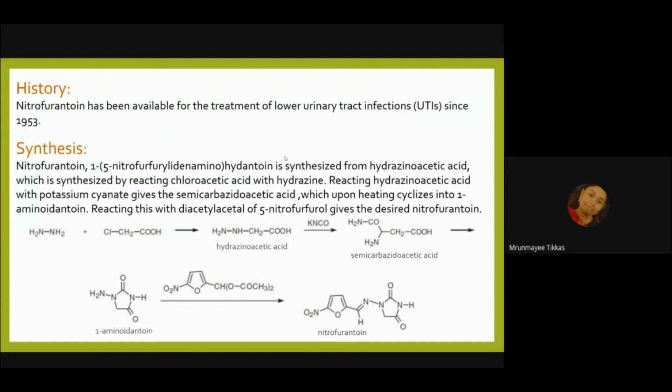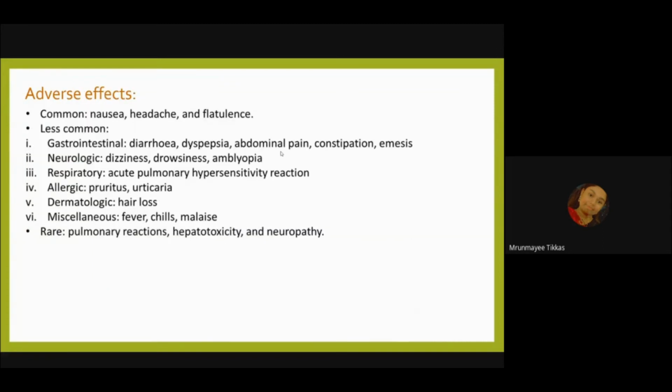The history: it has been available for the treatment of lower UTIs since 1953. This is the synthesis. The adverse effects of nitrofurantoin are common. It causes nausea, headache, and flatulence. The less common ones are in gastrointestinal: it causes diarrhea, dyspepsia, abdominal pain, constipation, and emesis.